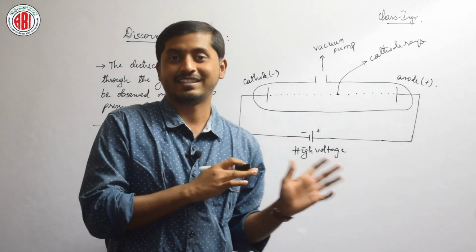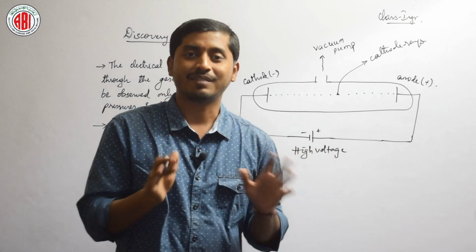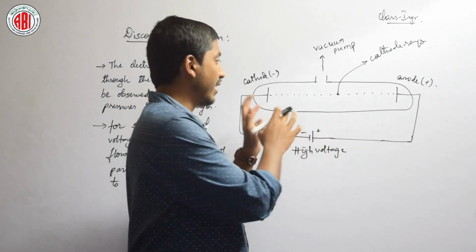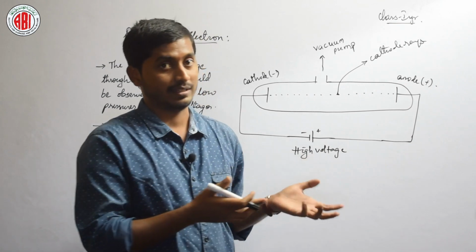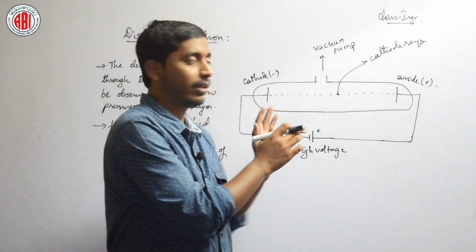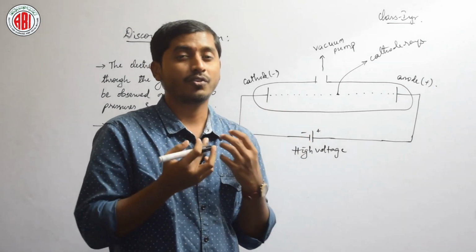Do not just memorize the name. We know that, but this is the process he followed. What is a cathode ray? How does it start? This is how he did the experiment. Then he concluded a few things.